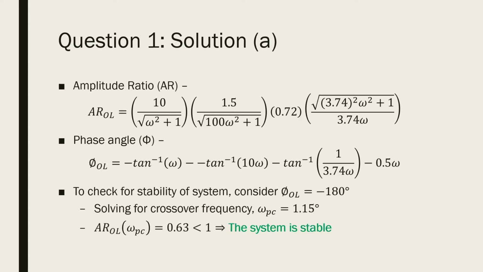At this crossover frequency, if the open loop amplitude ratio is equal to 1, then the system is unstable. However, at this phase crossover frequency, we find that the amplitude ratio is 0.63, which is less than 1, and therefore the system is stable.